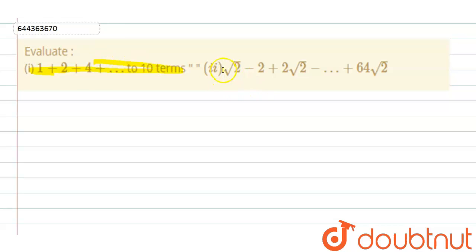The question is: evaluate 1 plus 2 plus 4 plus up to 10 terms, and the second part is root 2 minus 2 plus 2 root 2 up to plus 64 root 2. So we have two series given. We have to find the sum of these two series. So first solve part 1.